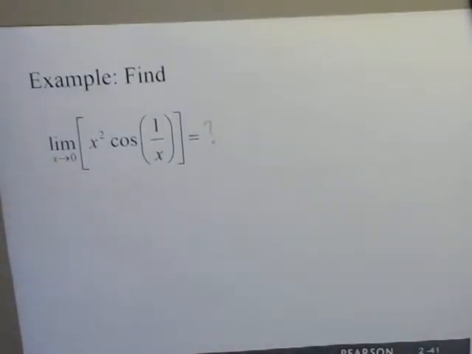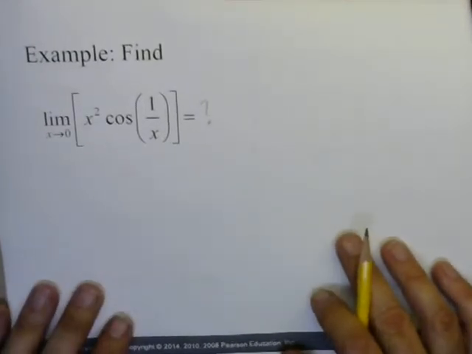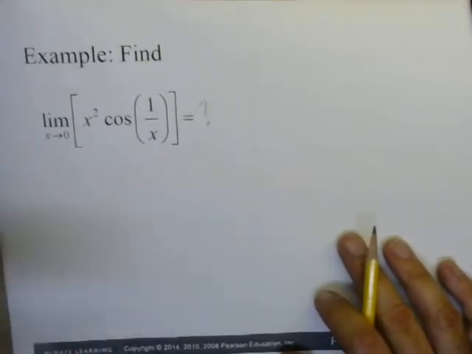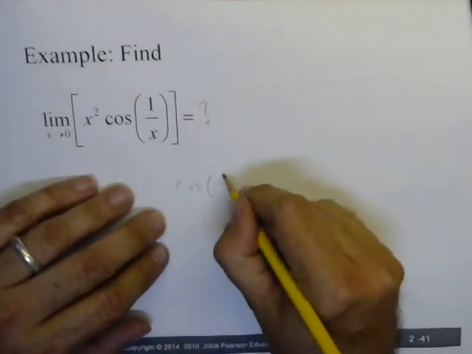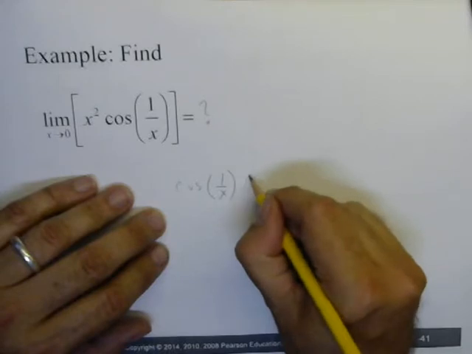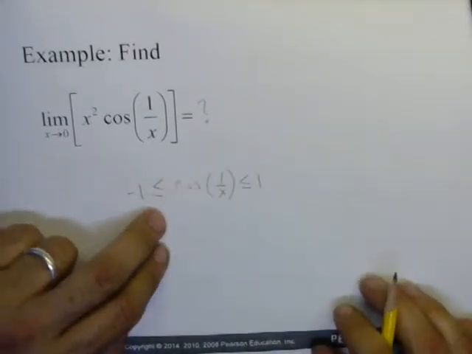And there's a couple different ways you can approach this. One way you can do this is just sort of play around with stuff, and I'll try to give you something that's pretty obvious. But you can also start with what you know. No matter what 1 over x is, remember cosine always has to be between 1 and -1. So you could start out with that.